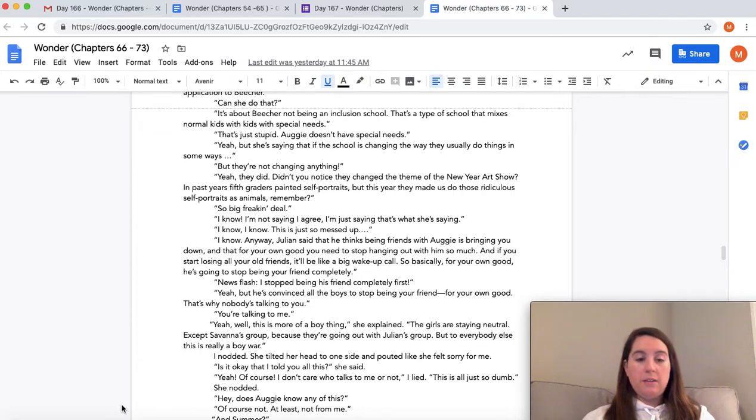You're talking to me. Yeah, well, this is more of a boy thing, she explained. The girls are staying neutral, except Savannah's group, because they're going out with Julian's group. But to everybody else, it's really a boy war. I nodded. She tilted her head to one side and pouted like she felt sorry for me. Is it okay that I told you about all this? she said. Yeah, of course. I don't care who talks to me or not. I lied. This is all just so dumb.